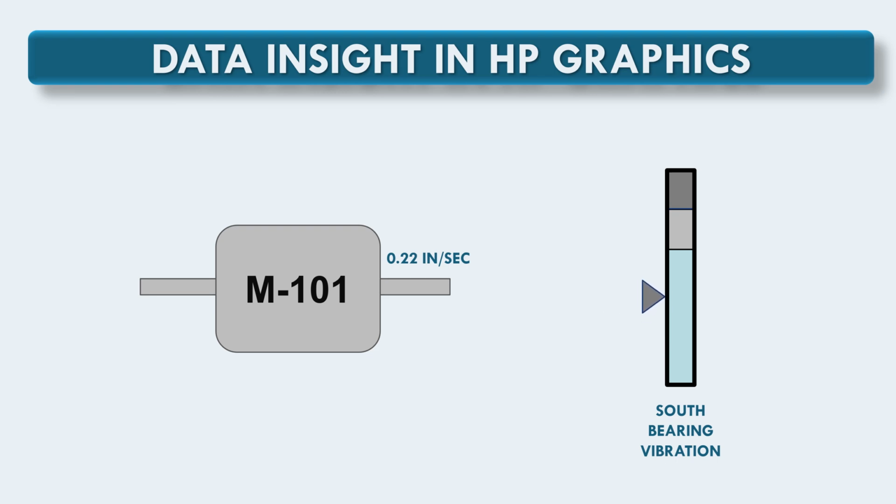Furthermore, high-performance graphics prioritize visual representation of this information. For instance, instead of solely displaying the numerical value, it utilizes visual elements to convey the status effectively. In the case of bearing vibration, a small analog bar can be used to represent the value. As the value increases, the analog bar can visually indicate an alarm condition, and if it further rises, it can show a trip condition.